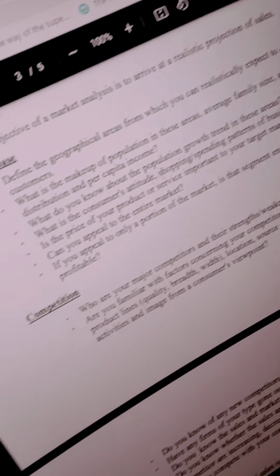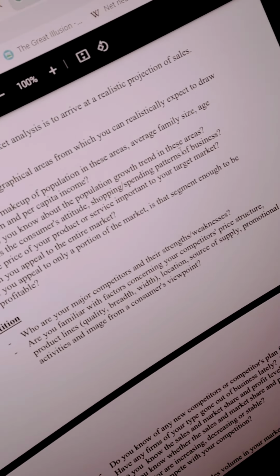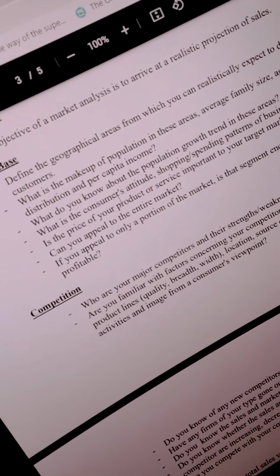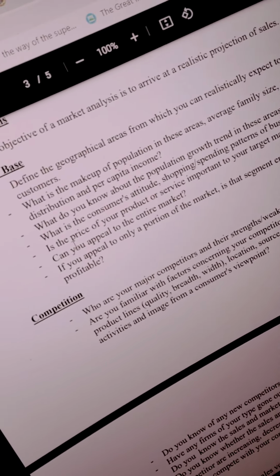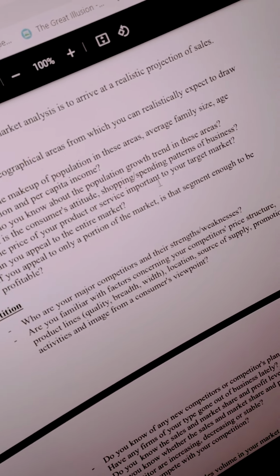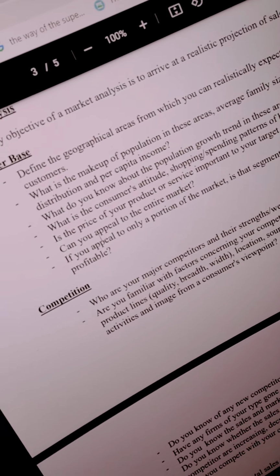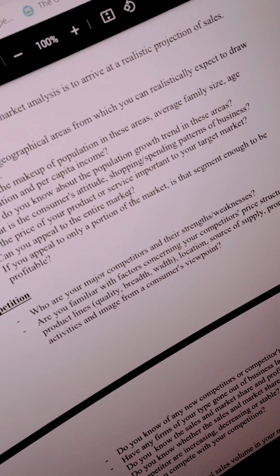But let's go back here. Hold on. What do you know about the population growth trends in these areas? What is the consumer's attitude, shopping, and spending patterns of business? Is the price of your product or service important to your target market? Can you appeal to the entire market?